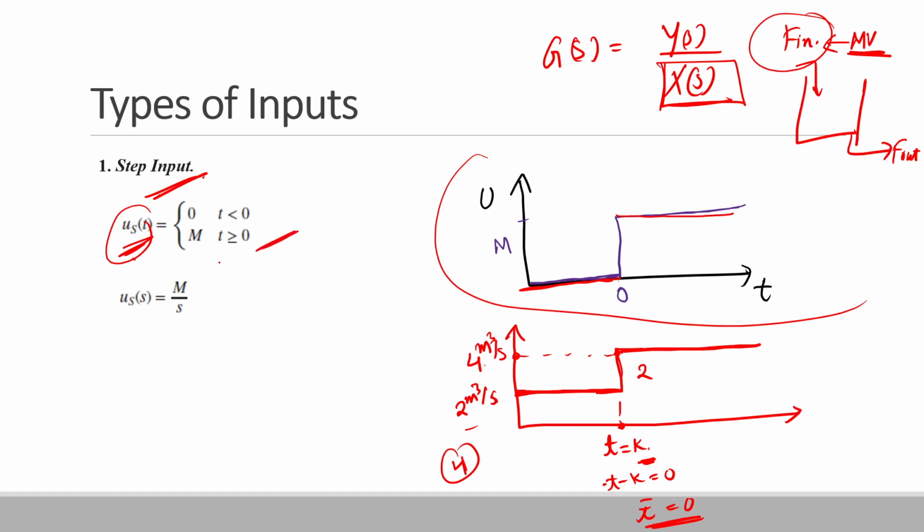This is in the time domain. Now if we want to convert it into the s domain, we can take the Laplace transform of this constant m, and it will be m by s. Now we can straight away use this input in this equation and find the corresponding output. Just to reiterate, the step input is given by this transfer function m by s.